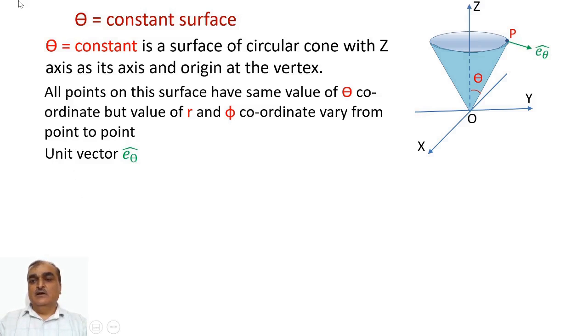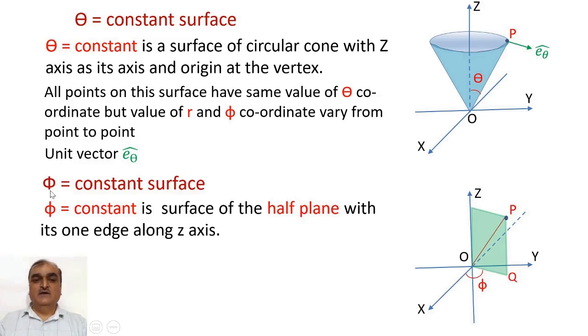Then the unit vector e theta. This unit vector is normal to the conical surface at a point P. This arrow shows the normal. The direction of this unit vector is along the increasing direction of theta. Therefore, this is the direction of the unit vector at point P. This direction varies from point to point.